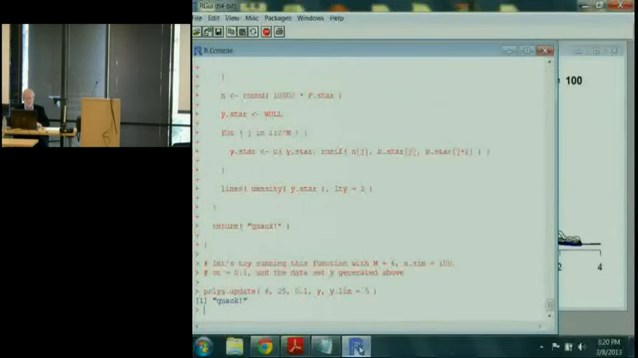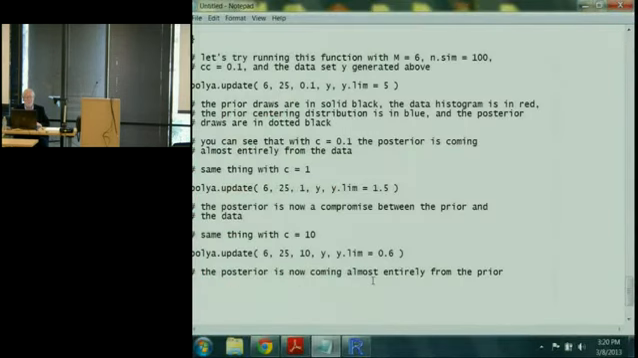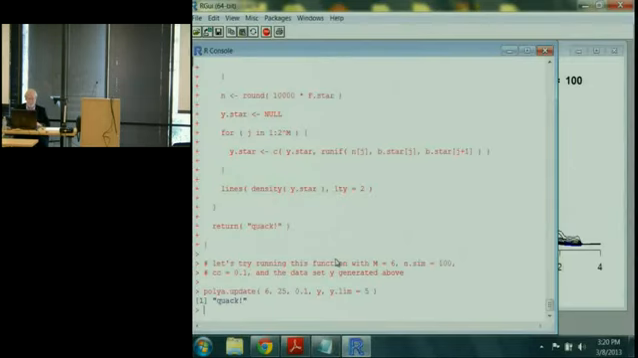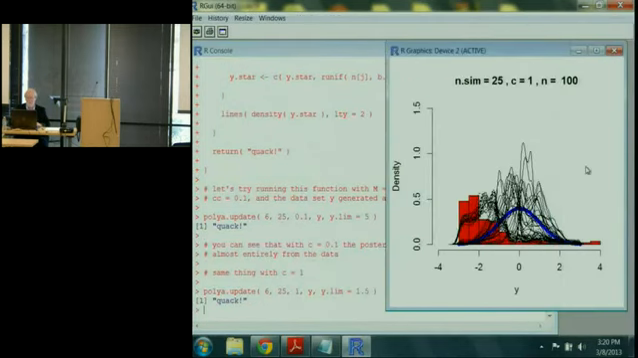Now let's try running this function with a bigger value of C. So now, here we go. Now I used a different rescaling. Again, the solid draws are from the prior. The data histogram is always in red. The prior centering distribution is always in blue. And the posterior draws are all in dotted lines.